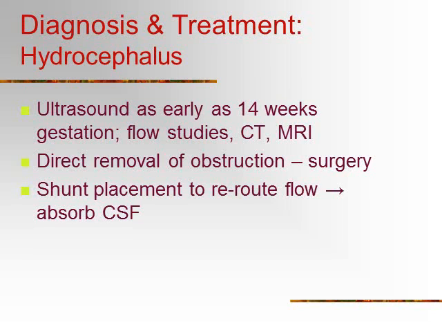And so to treat it, you can do a direct removal of the obstruction. So if there's like a tumor or an abscess or something obstructing the flow, then you can do surgery. Or you can place a shunt to reroute the flow and to absorb the CSF. So it is a secondary way to kind of drain that CSF.